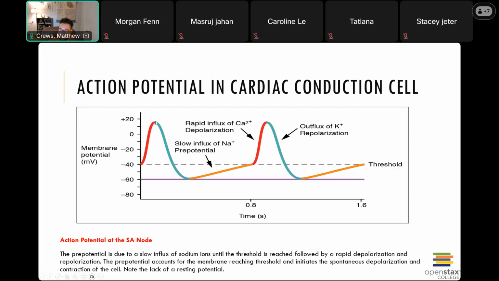So again, this is a cycle, right? That's exactly what's happening right here. So there's a rapid influx and depolarizing, and then it's repolarizing. So depolarizing, repolarizing. It's so rapid that it will overcorrect itself, right? So you're going from negative 40 up to positive 20, 18, and then rapidly down to negative 60.